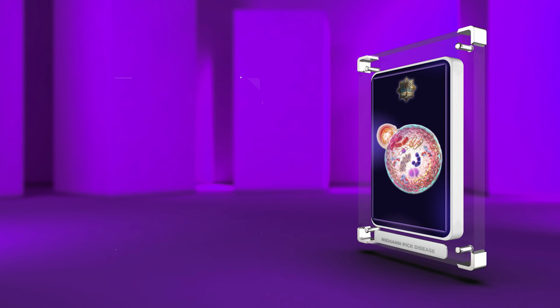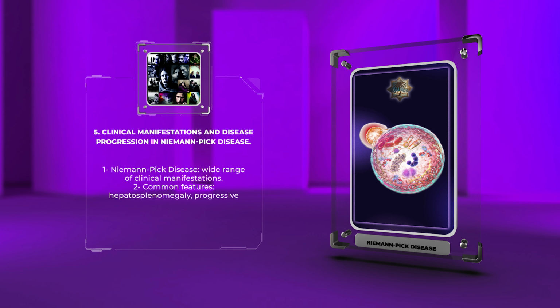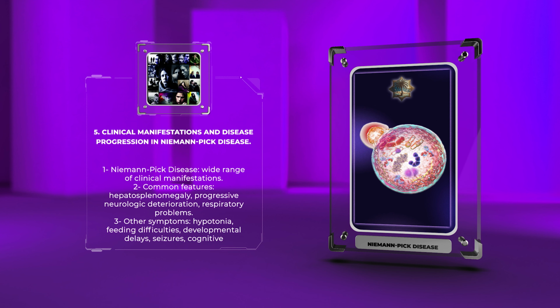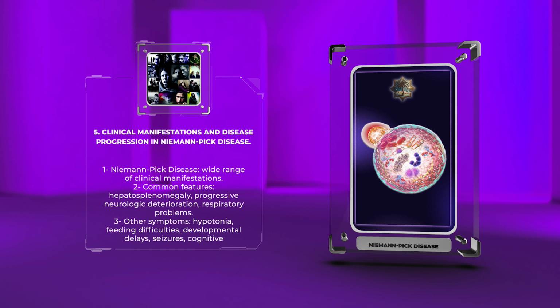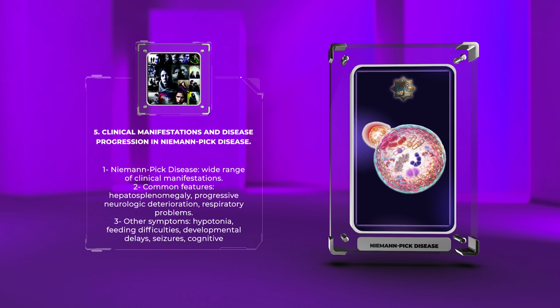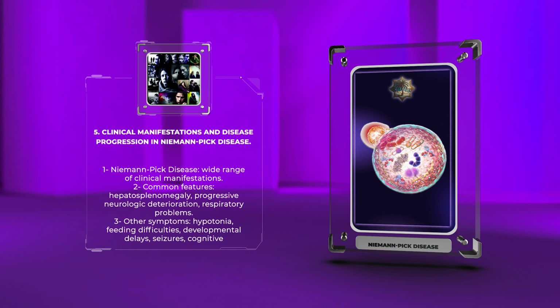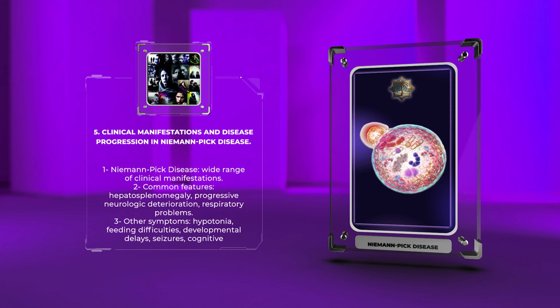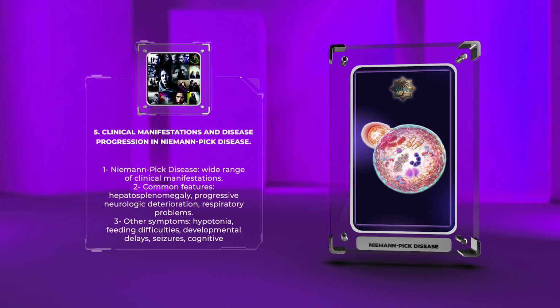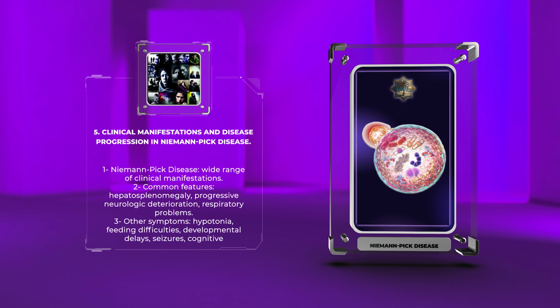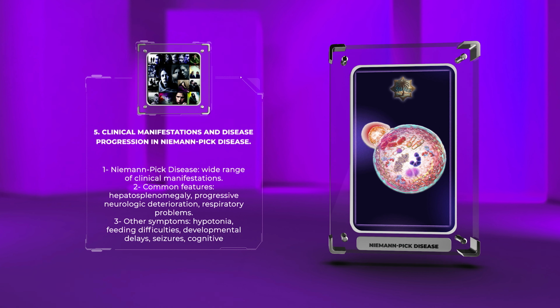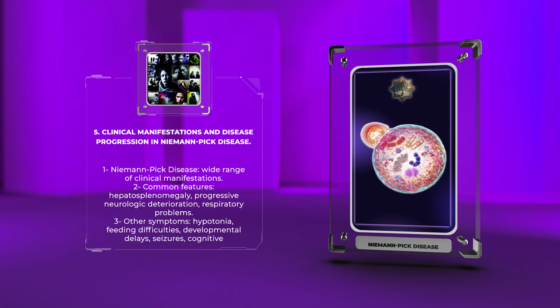Niemann-Pick disease can present with a wide range of clinical manifestations, which vary depending on the specific type of the disease. Common features observed in most types include hepatosplenomegaly, enlargement of the liver and spleen, progressive neurologic deterioration, and respiratory problems. Other symptoms may include hypotonia, feeding difficulties, developmental delays, seizures, and cognitive impairments. Disease progression is typically characterized by a gradual deterioration of neurological function and can significantly impact the patient's quality of life.